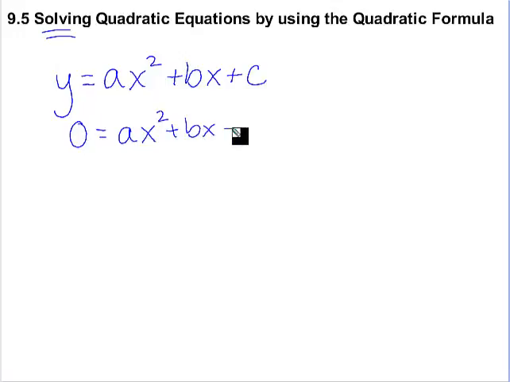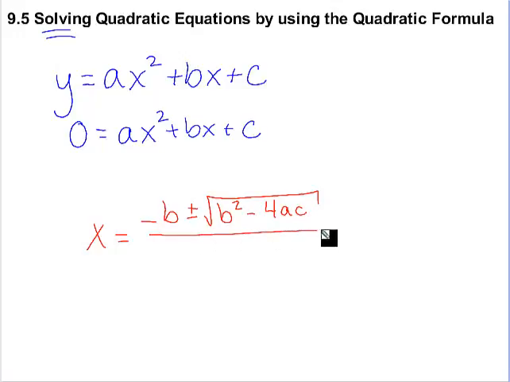plus bx plus c. So if we have this in the quadratic, we already know we can solve it by completing the square. We can solve it by graphing. And today we're going to learn how to solve it by using the quadratic formula. So here is the quadratic formula, and then you are going to learn a way to memorize it. So it's x equals negative b plus or minus the square root of b squared minus 4ac all over 2a. And I'm going to let you get that down, and then we are going to learn a way how we can get this memorized.